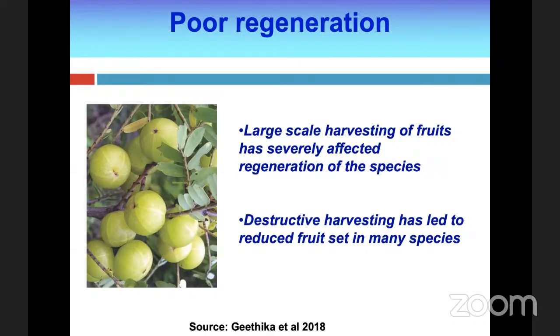And destructive harvesting has also led to reduced fruit set. For example, instead of harvesting only the fruits, they often cut the branches to harvest the fruits. Because of this destructive harvesting, the fruit set has also reduced in many individuals of this particular species.